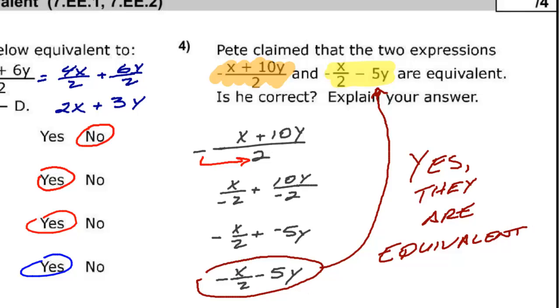So check that against your work. And remember, you're going to see this type of problem one more time. Since it's a B problem, you have one more shot at it.